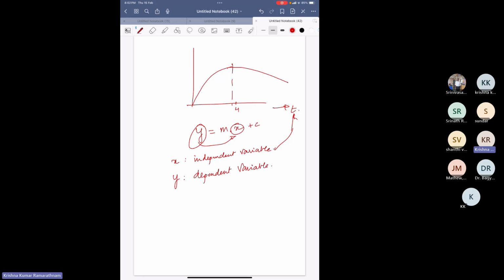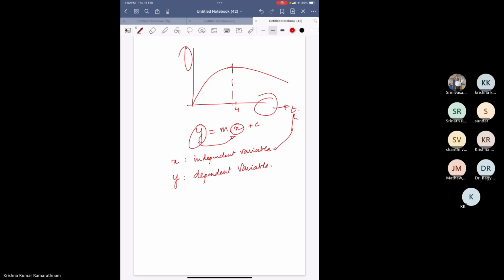Okay. So is that clear? These are the 2 things. Independent variable. So when you plot a graph or you go and read a paper, the independent variable will be in the x-axis, this axis. The dependent variable will be here. That's how you plot.